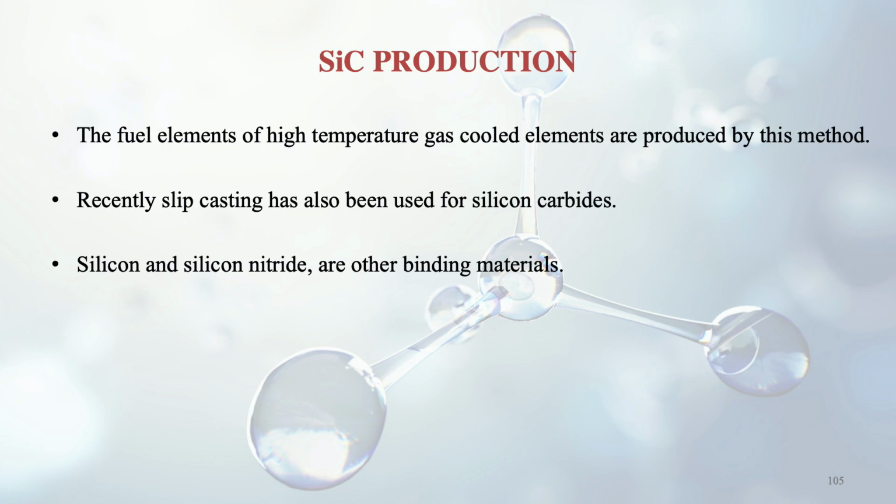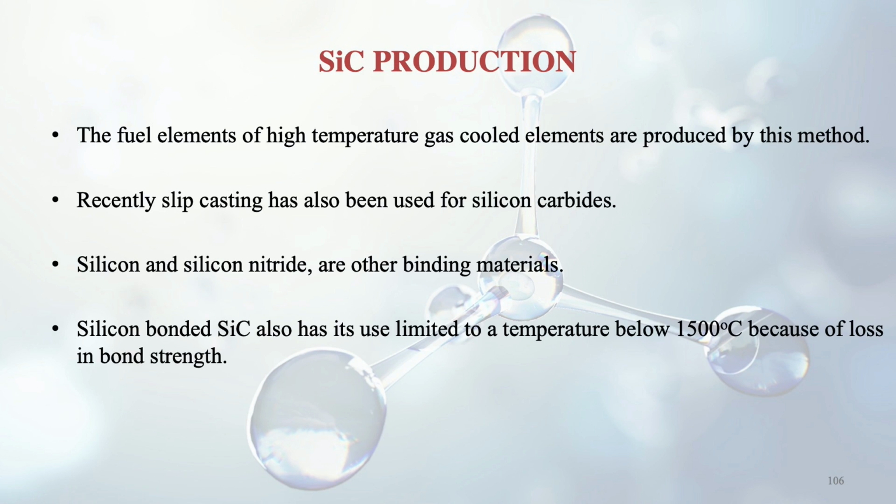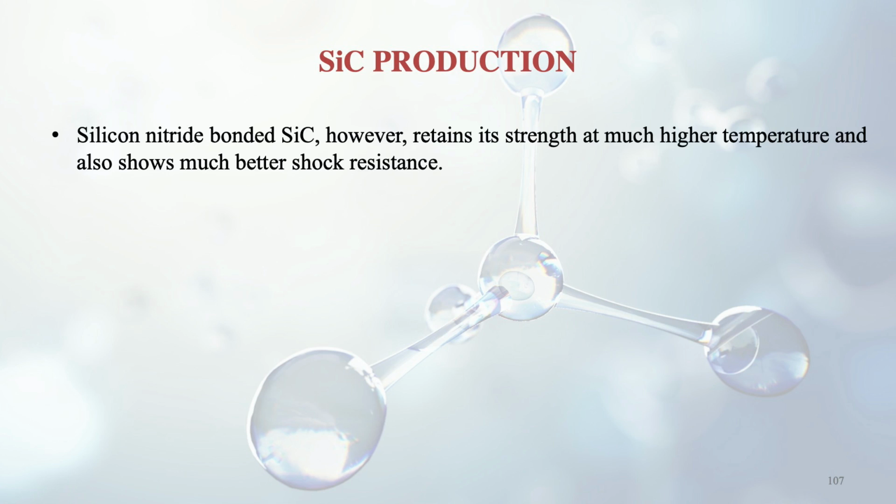So after silicon carbide, there are certain other things like the silicon element itself, and silicon nitride. These are very good binding materials. We discussed binders in the case of silicon carbide production. So this silicon nitride itself can act as the binder. Silicon carbide can be used only up to a temperature of 1500 degrees centigrade, because otherwise it loses its bond strength. Silicon nitride bonded SiC.